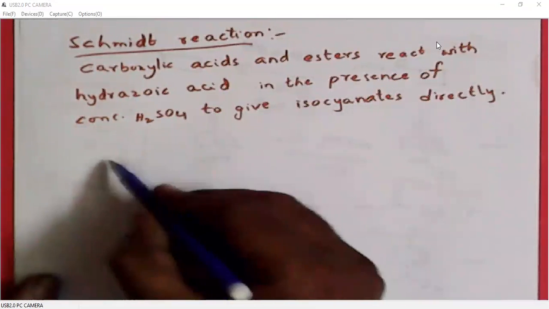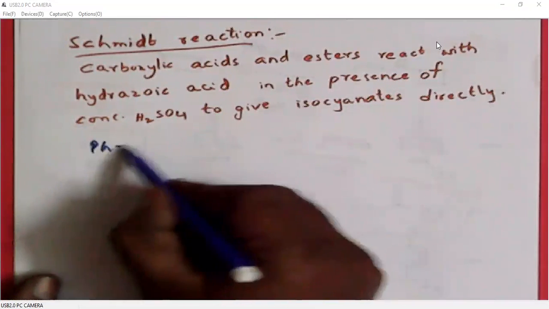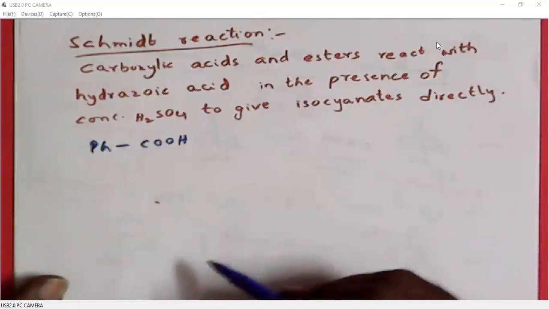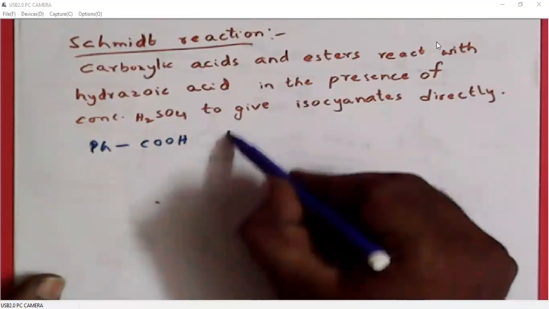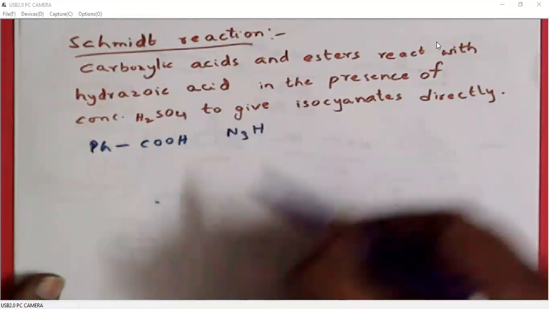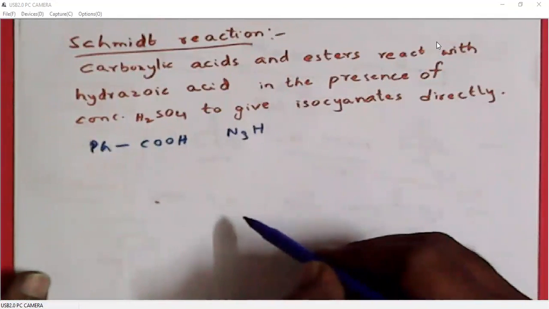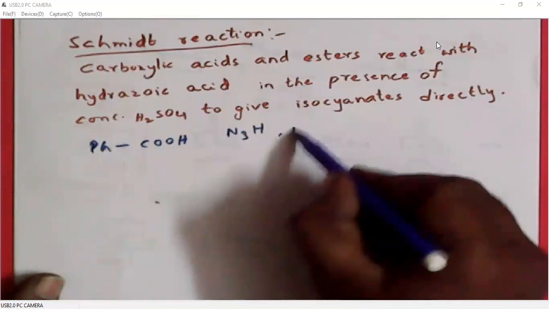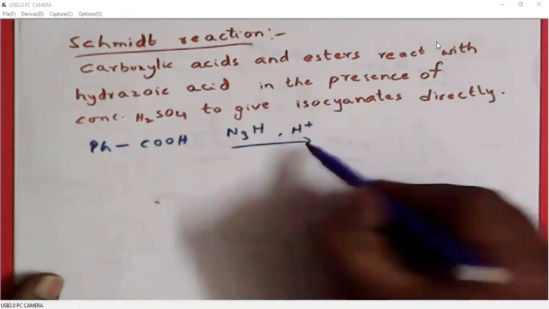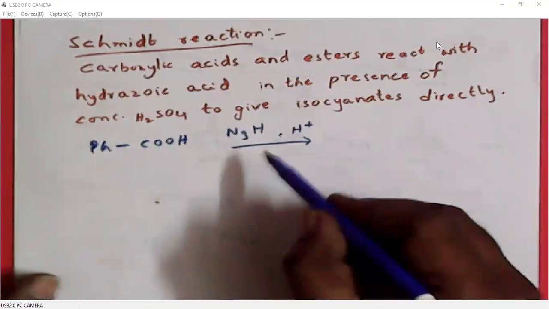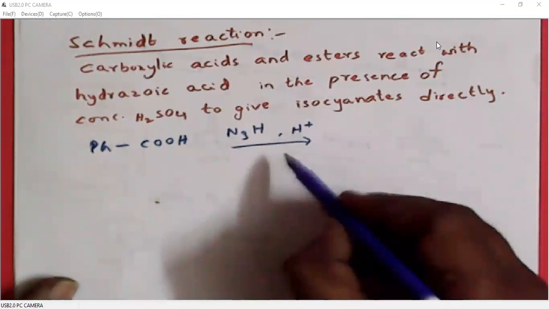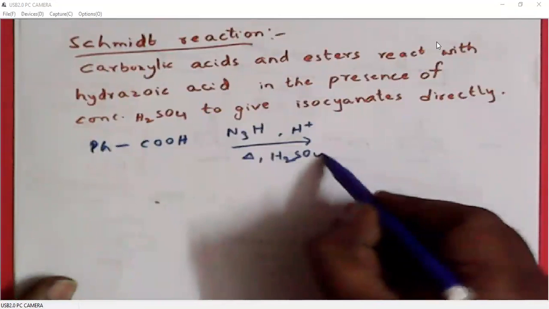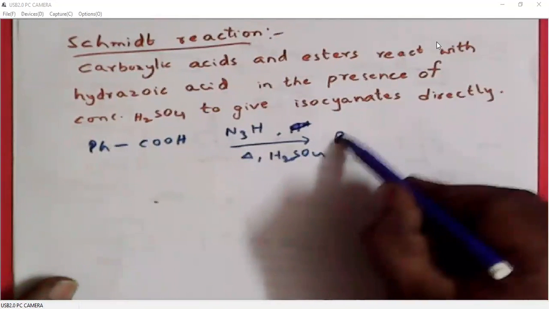Now how do we generate isocyanates in a Schmidt reaction? Again, we are converting carboxylic acids to isocyanates by treating carboxylic acids with hydrazoic acid. What is hydrazoic acid? It is HN3. HN3 is called hydrazoic acid. Under strong acidic conditions, carboxylic acids directly generate an azide which will be converted to isocyanates.